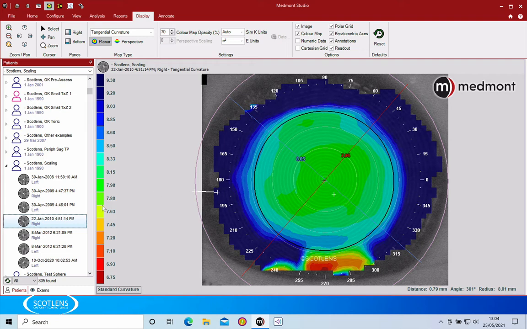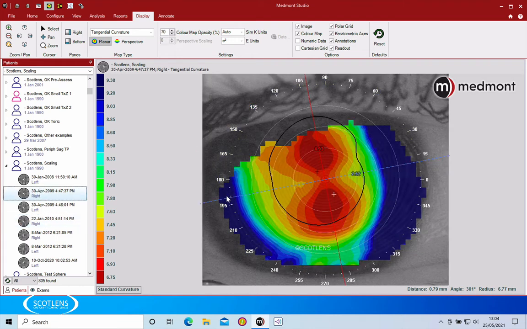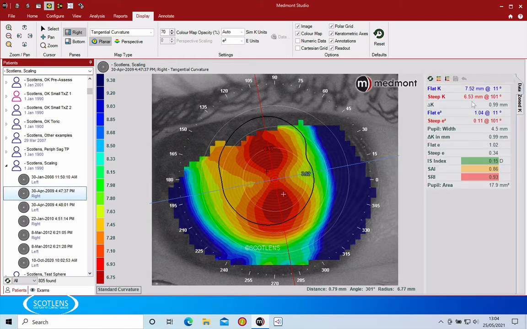Let's have a look at a different cornea. Now this one is a regular eye, it's symmetrical, so the top looks the same as the bottom, the left looks the same as the right, but there is redness there. But this is not keratoconus because it's symmetrical, so this is just regular astigmatism, but it's a very small cornea with Ks of 6.53 by 7.52.